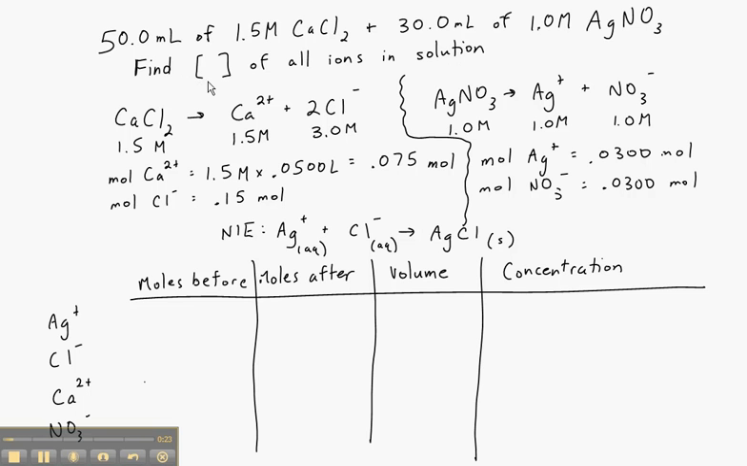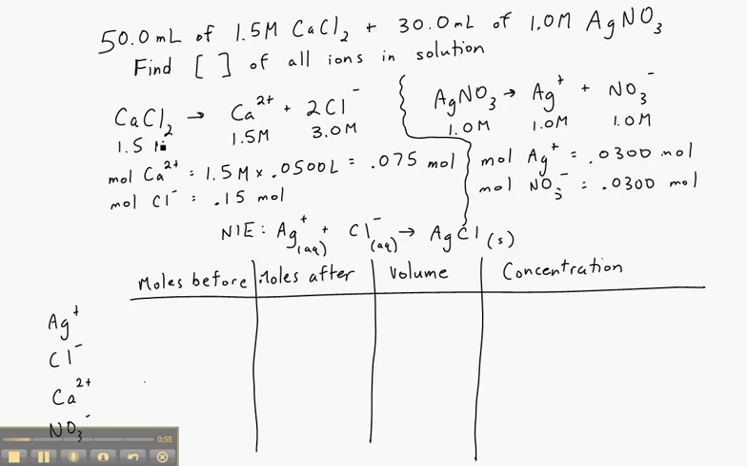Our goal is to find the concentration of all the ions remaining in solution after we mix our calcium chloride with our silver nitrate. First, I want to find moles of everything, moles of all the ions. To start with, I've got the molarity of the calcium chloride. I want to know the molarity of the individual ions so that I can use that to find moles.